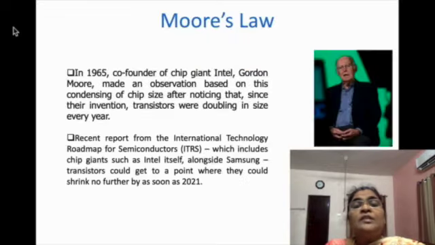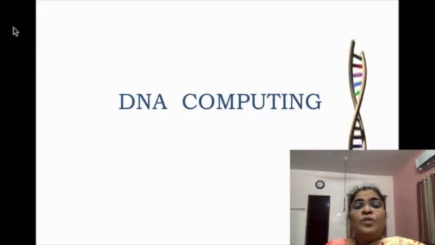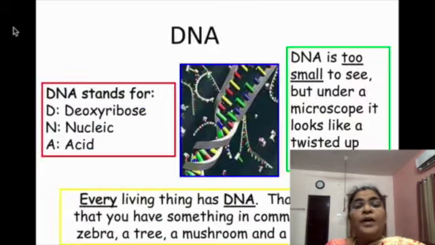The reason we are trying to replace the silicon computer is Moore's law. It has been predicted that transistors would get to a point where they could shrink no further, that is, by 2021 there will be a saturation. So people are finding an alternate material for computation. One among them is DNA.